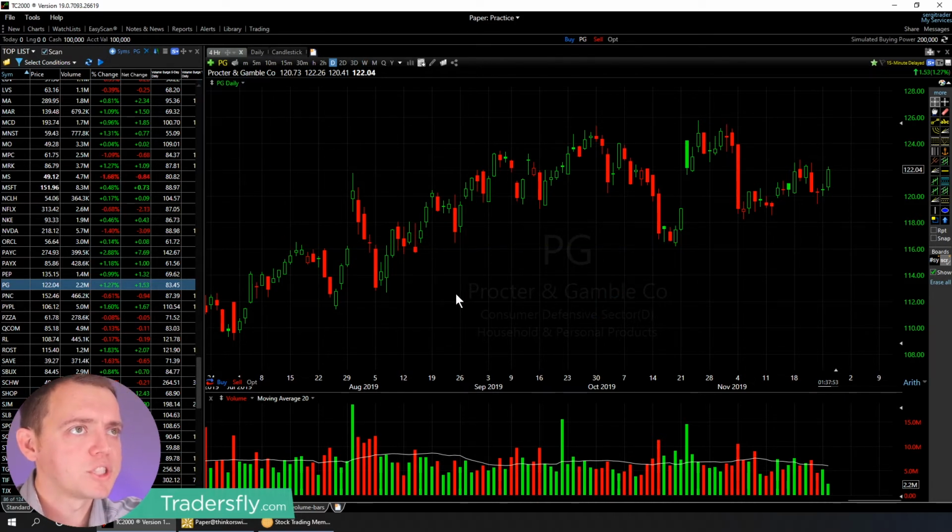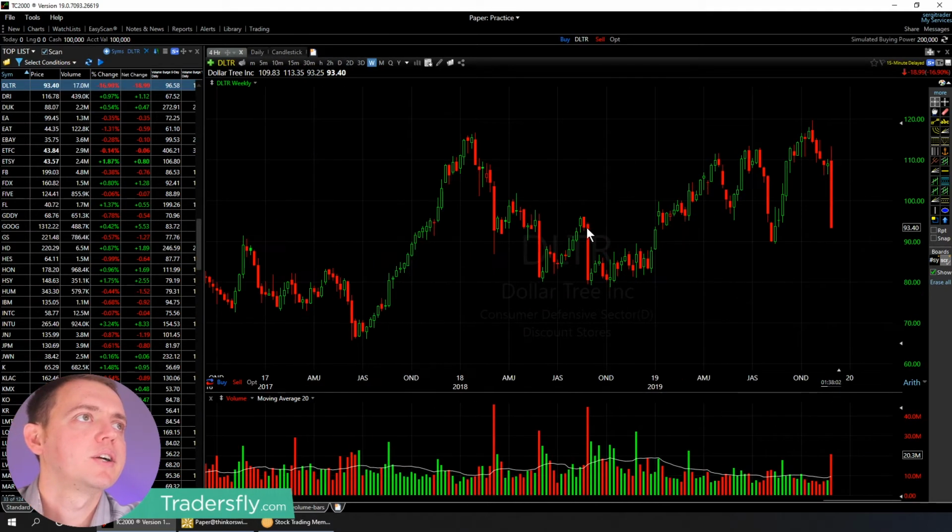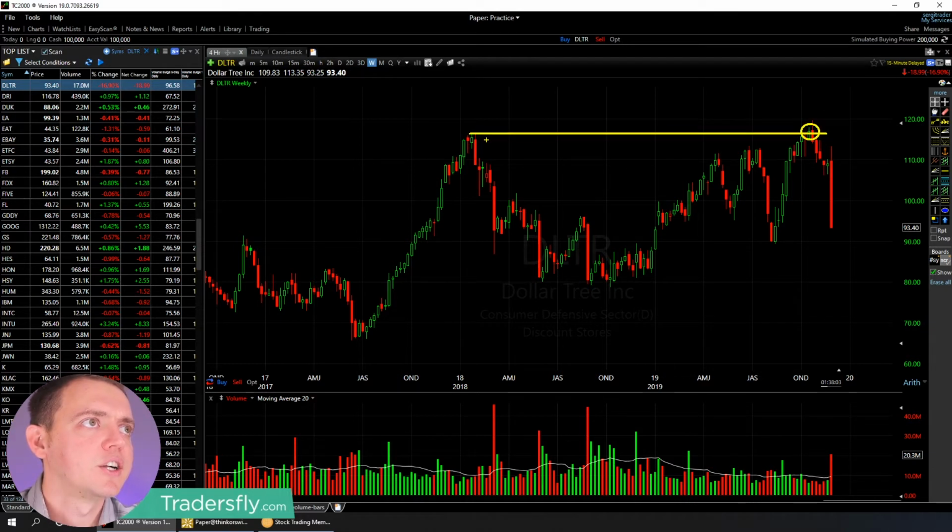And then of course there's also triple tops, triple bottoms, double tops, double bottoms. There's a ton of these out there. Let's take a look at Dollar Tree right here. So what you can see here is kind of like a double top. Here's one top right here. There's your resistance. Here's another top.